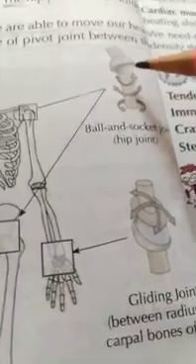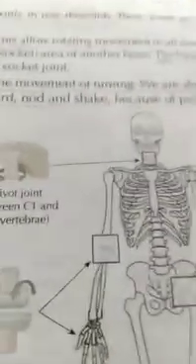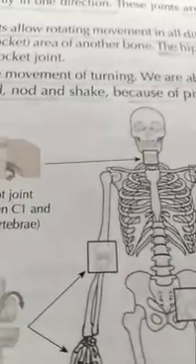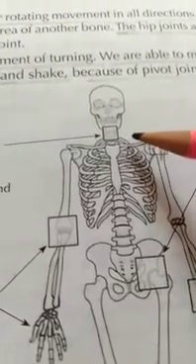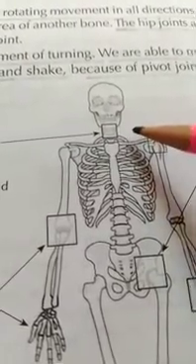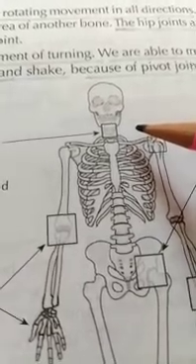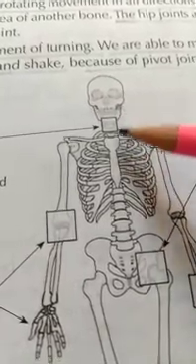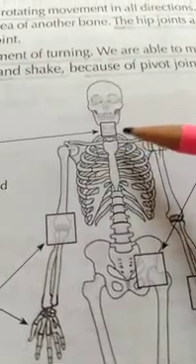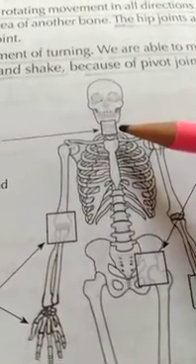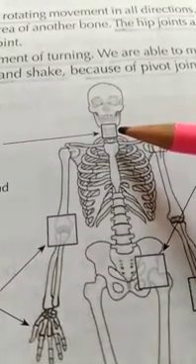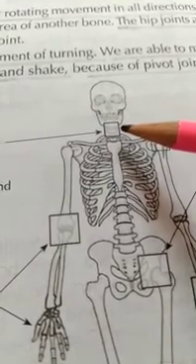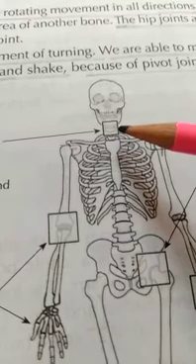Now let us come to the pivot joint. The type of joint between the skull and the first two vertebrae of the spine is called the pivot joint. This joint allows the skull to move up and down and also from side to side. We can move our skull up and down and also from side to side due to the presence of the pivot joint.